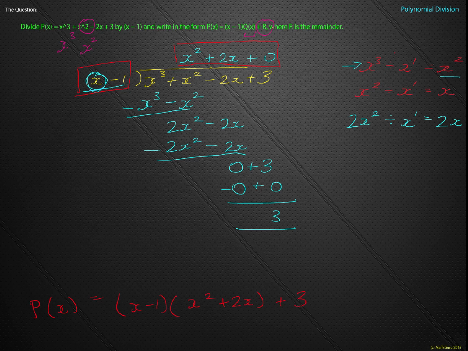Hold on, that looks strangely familiar because the question asked for it to be in a certain form. It wanted it in the form p of x equals x minus 1, q of x plus r. And hopefully, if you realised, we can now look at that and go, ah, it's in exactly the same form. So this here is my answer. With a big smiley face because I feel really good.